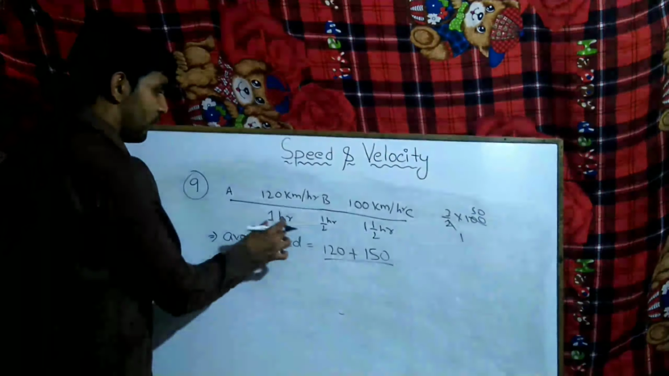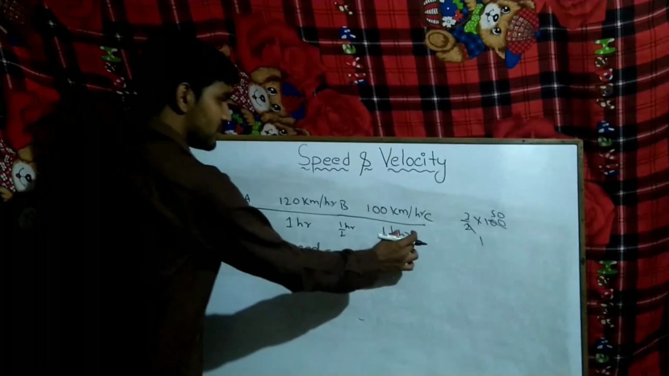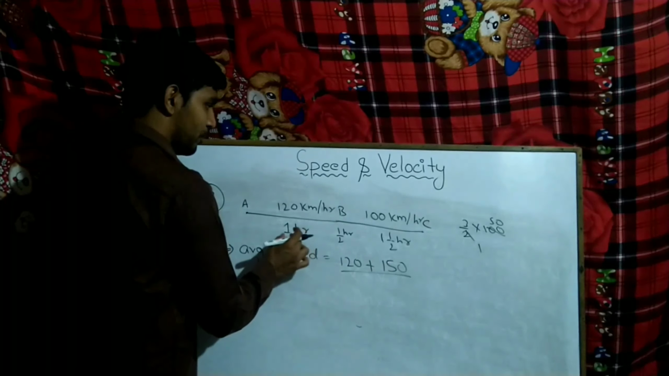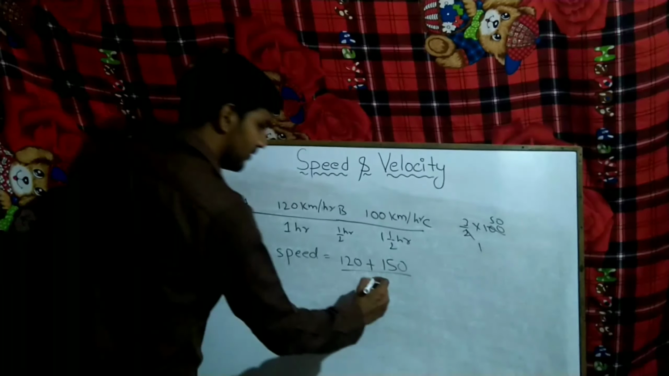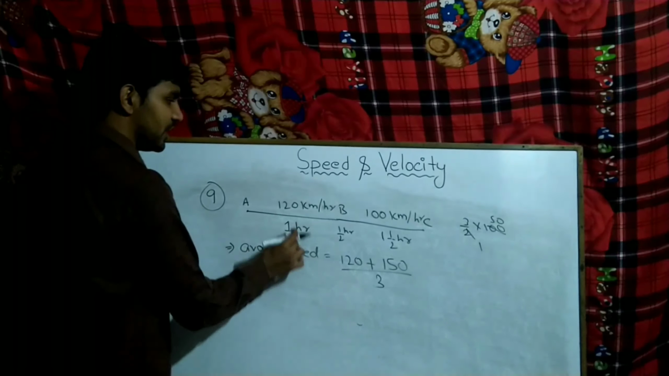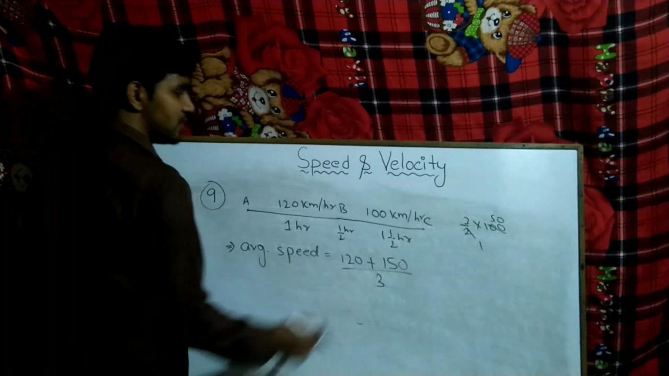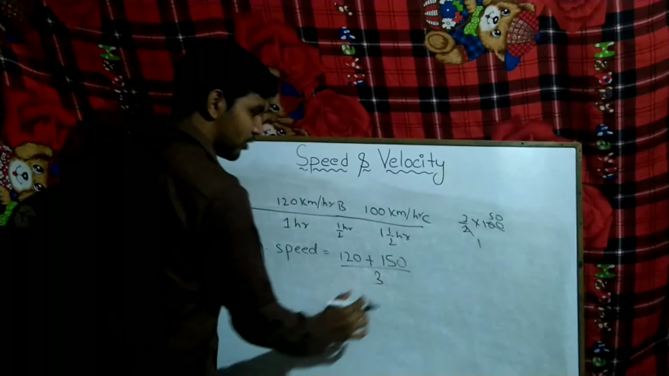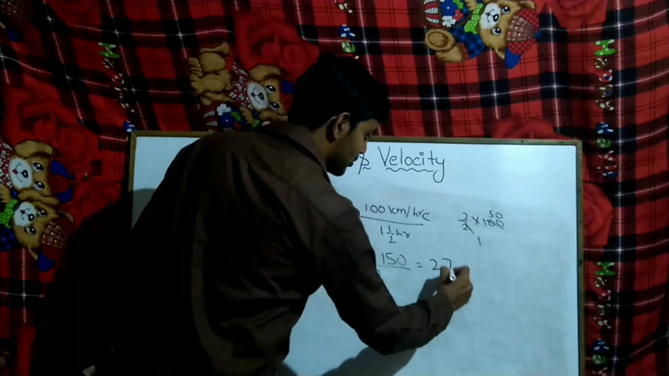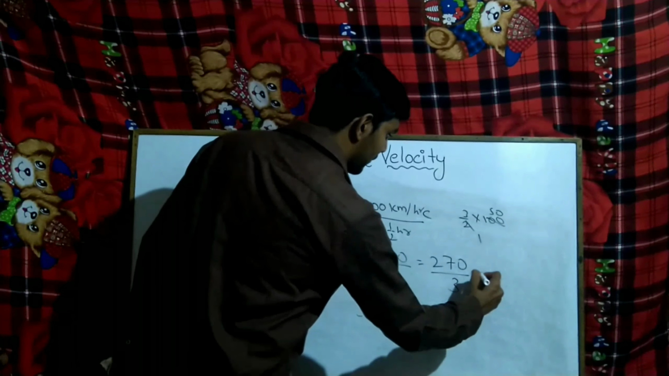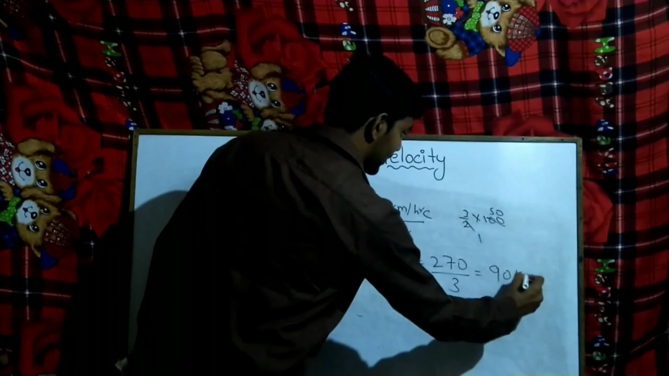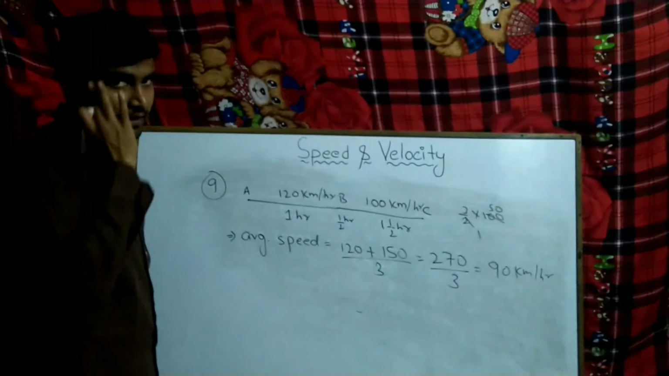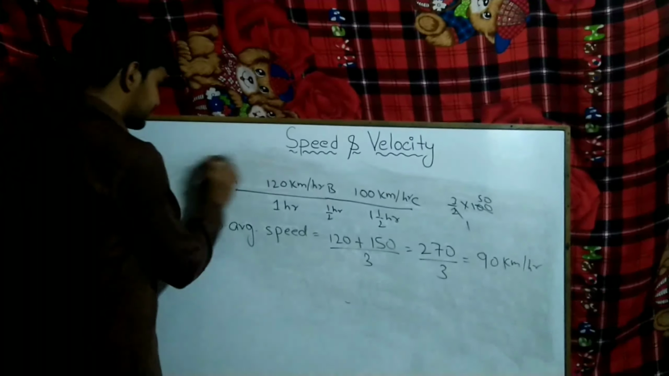By total time: 1 hour, half an hour plus half an hour, 1 hour. 1 plus 1, 2. 2 plus 1, 3. So total time it will take 3 hours. You have to consider this half hour also, because of total time. Okay, average speed means total distance by total time. So 270 by 3, it will be 90 kilometer per hour. Okay, this is all about the 9th problem. Okay, now 10th.